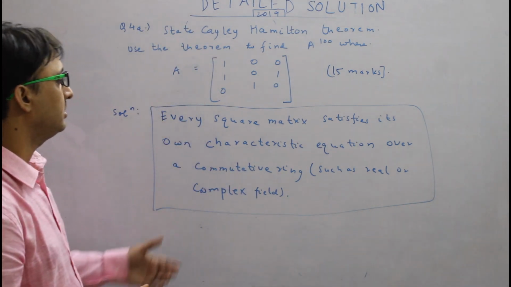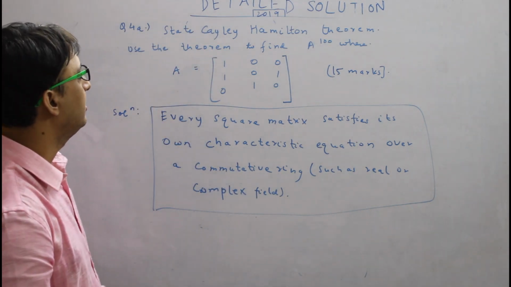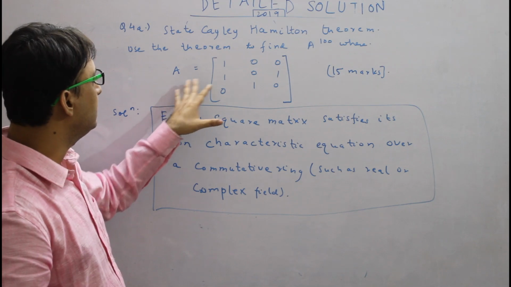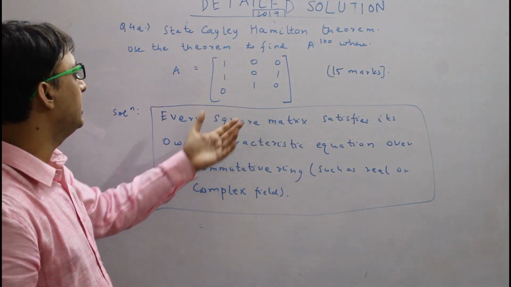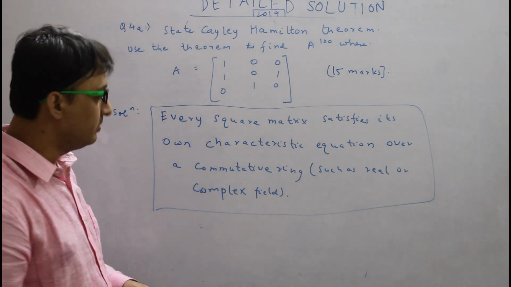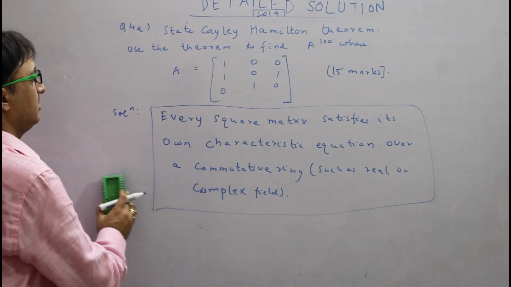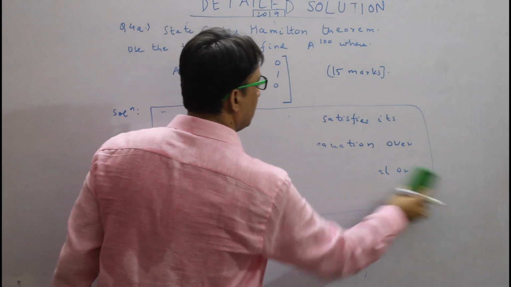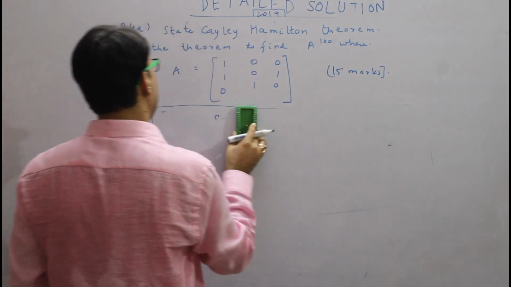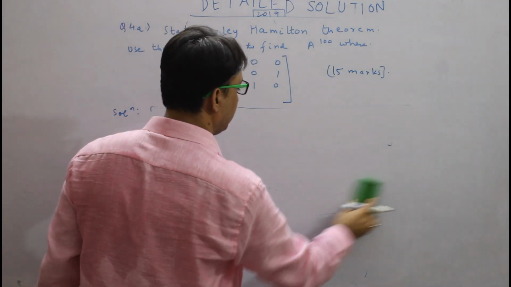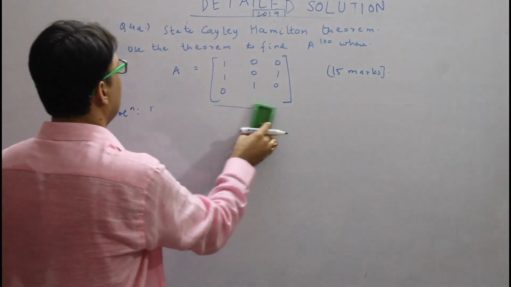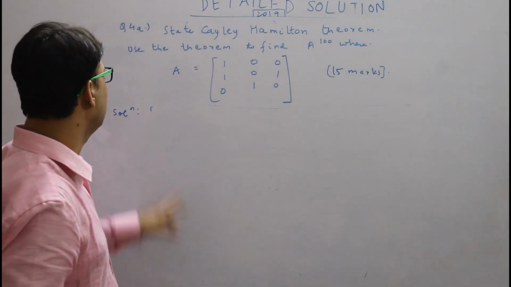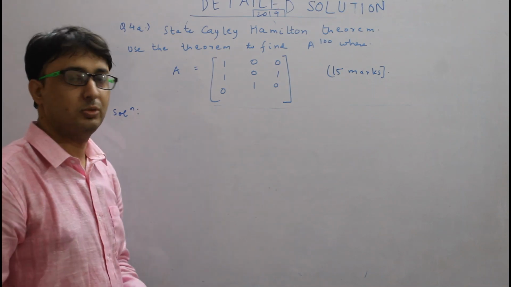We have to write the statement. Using this, we have to find A to the power 100. Now, this is not diagonalizable, so we cannot use the other method of the power matrix. We have to exclusively use Cayley-Hamilton theorem. There are many solutions to this question on the internet, so-called reputed solutions, but the answer is wrong. So I think that this should be brought to your notice.